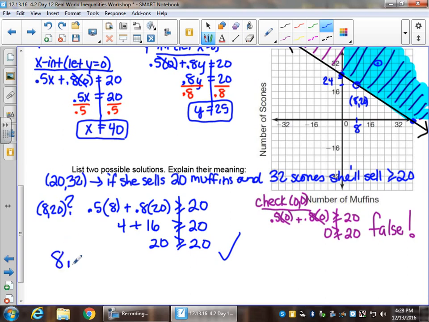So 8 muffins and 20 scones would get her at least the $20. If this came short, like if this was 18 instead of 20, 18 is not greater than or equal to 20. So you'd have to go back, even though this looked like it was a solution, it would just be outside of it if it came out to be a false statement.